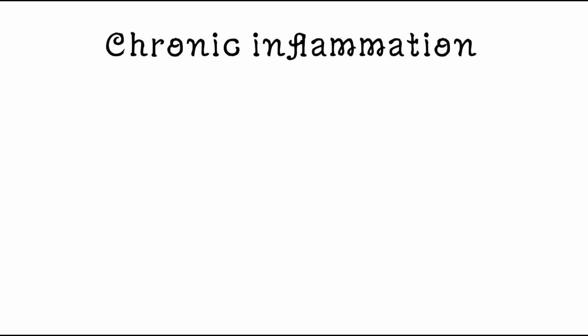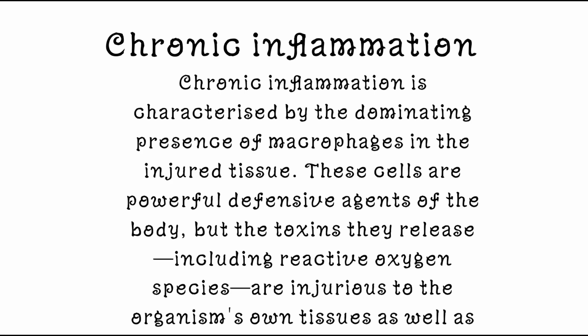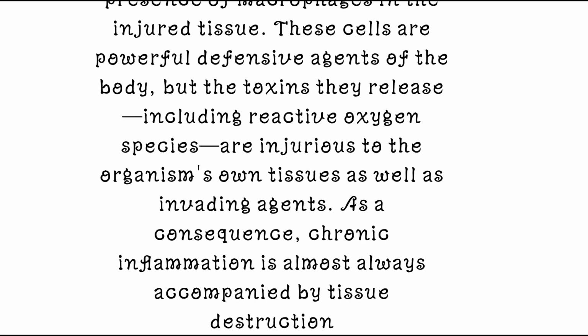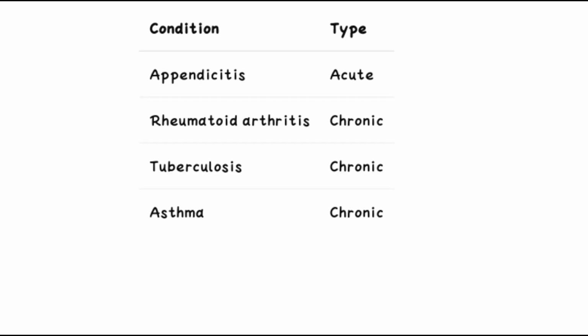So chronic inflammation features involve mononuclear cells like macrophages and lymphocytes. It leads to tissue destruction, fibrosis, and angiogenesis, and is seen in autoimmune diseases, persistent infection, and prolonged toxin exposure.